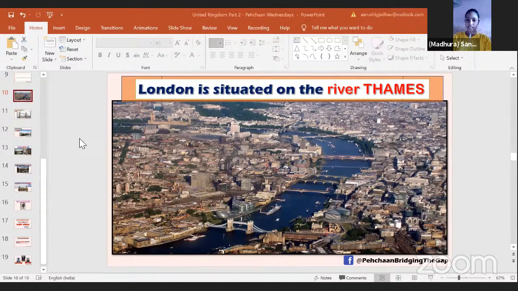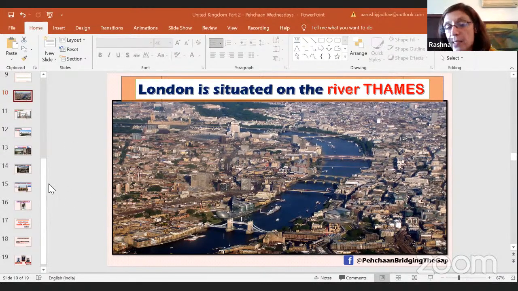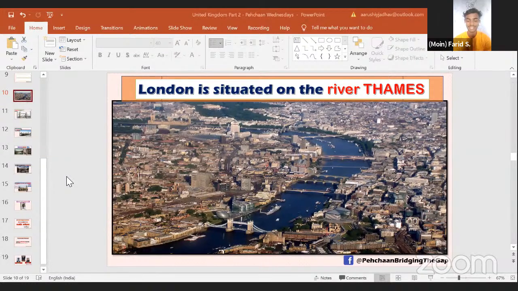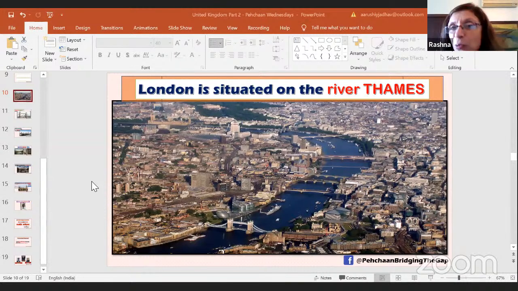They're quite old because, as I told you, London was an important city for many, many years. Look at the first bridge in the picture, right in the front of the picture. It's a very special bridge. It's got two towers like this. Look at it. Do you see it? Yes, Farid? Yes, ma'am. You saw it in a movie also. Yeah, good, good, good.